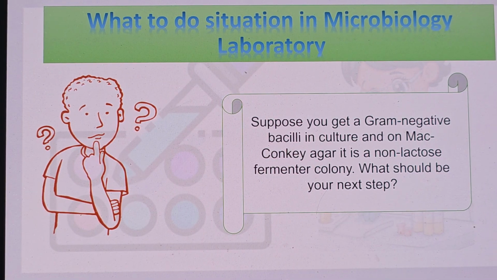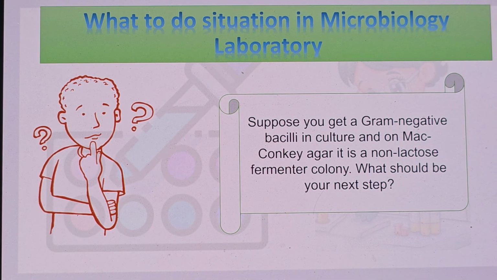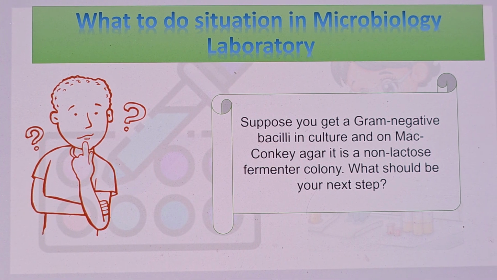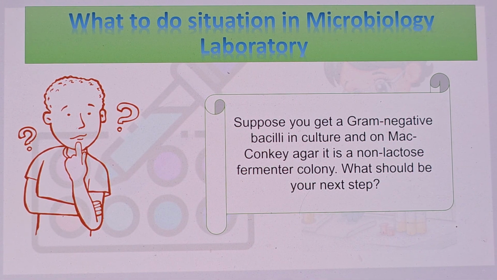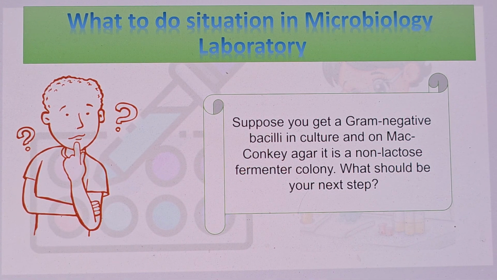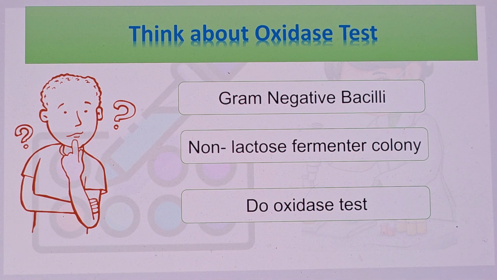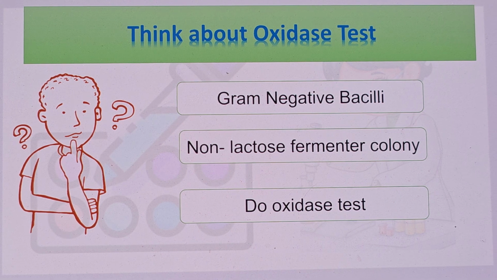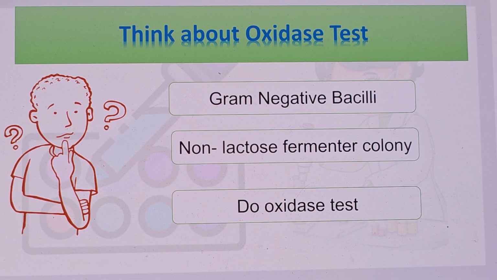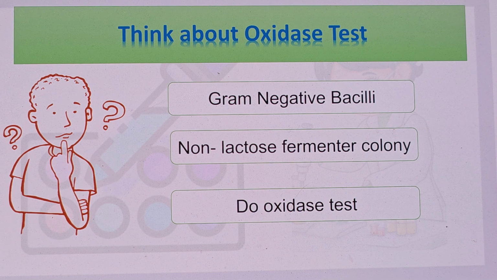What to do in a situation in clinical microbiology laboratory. Suppose you get a gram-negative bacilli in culture and on MacConkey agar it is a non-lactose fermenter colony. What should be your next step? If you get gram-negative bacilli and that is non-lactose fermenter colony, then always think about oxidase test.